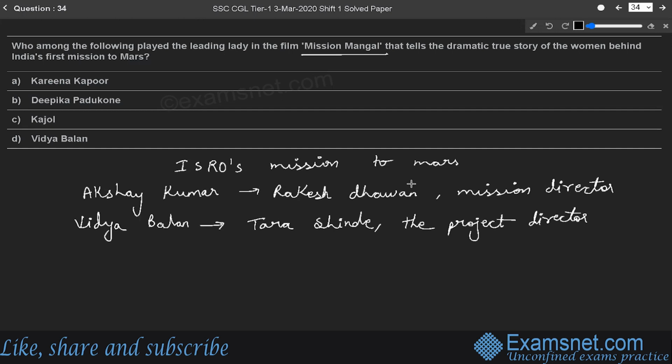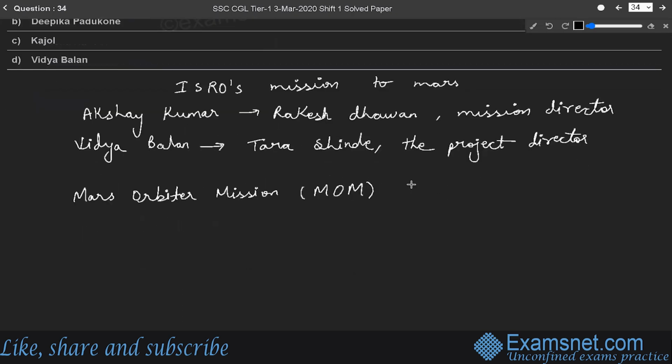And this movie, Mission Mangal, was also based on Mars orbiter mission, which is also known as MOM. So, do you know anything about Mars orbiter mission? It was India's first and successful space mission to the planet Mars.